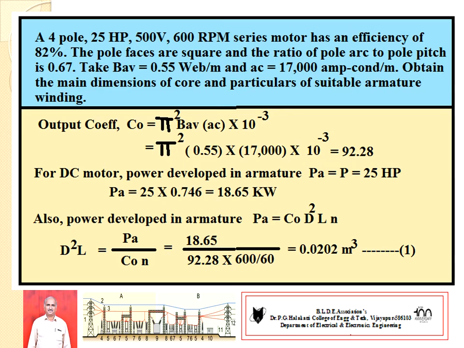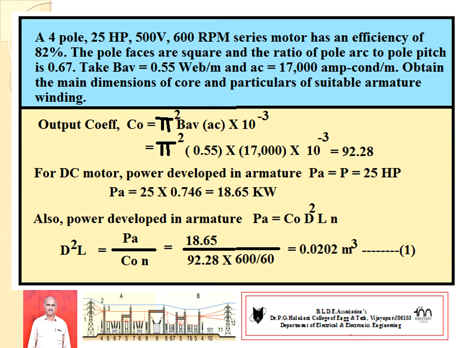A 4-pole 25 HP 500 volts 600 RPM series motor has an efficiency of 82%. The pole faces are square and ratio of pole arc to pole pitch is 0.67. Take B average equal to 0.55 Webers per meter square and AC 17,000 ampere conductors per meter. Obtain the main dimensions of core and particulars of suitable armature winding. So this is the problem.